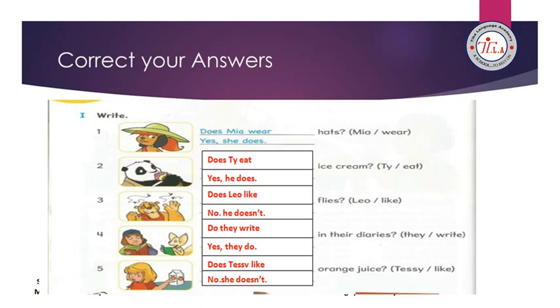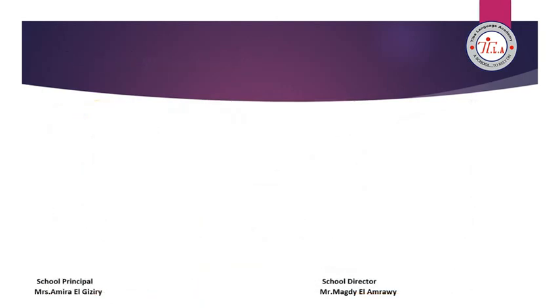Number four. You can see they and write. They from the strong group or weak? Strong. Do or does? Do. Start with do. Do they write in their diaries? Look at the picture. Yes. After yes or no, I put comma. Cross between do and they. Yes, they do. Five. You can see Tessie and like. Tessie from the strong or weak? Weak. Do or does? Does. Does Tessie like oranges? No. No, she doesn't. When I say no, I have to put not. Very good. That is Junior 2.